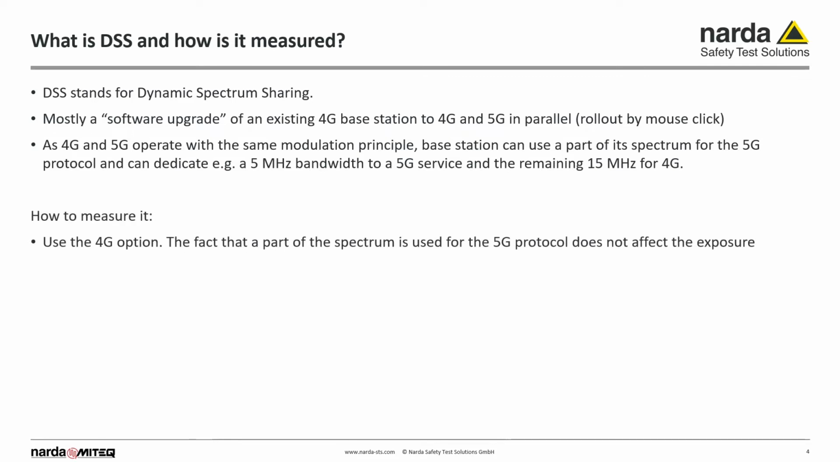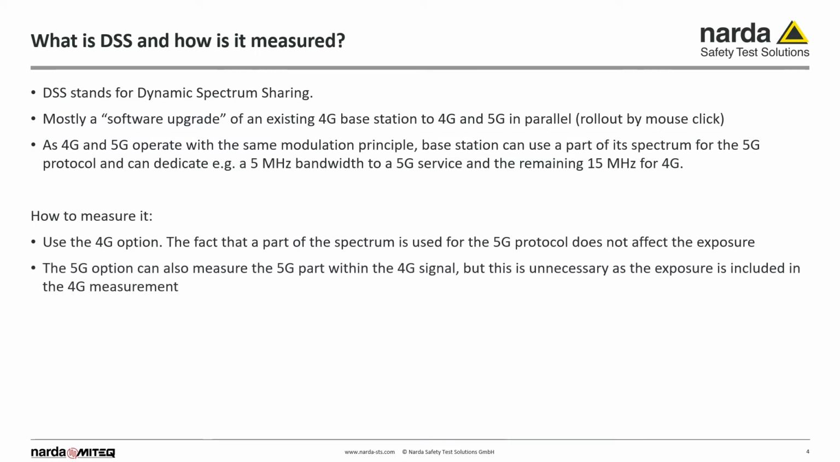The measurement is relatively simple. This type of system can be measured just like a standard 4G system. The fact that a part of the spectrum is occupied with a 5G protocol has no effect on the exposure measurement. The 5G option for the SRM can also measure the 5G part of the DSS, but this is unnecessary, as its contribution to the exposure has already been counted in with the 4G measurement.